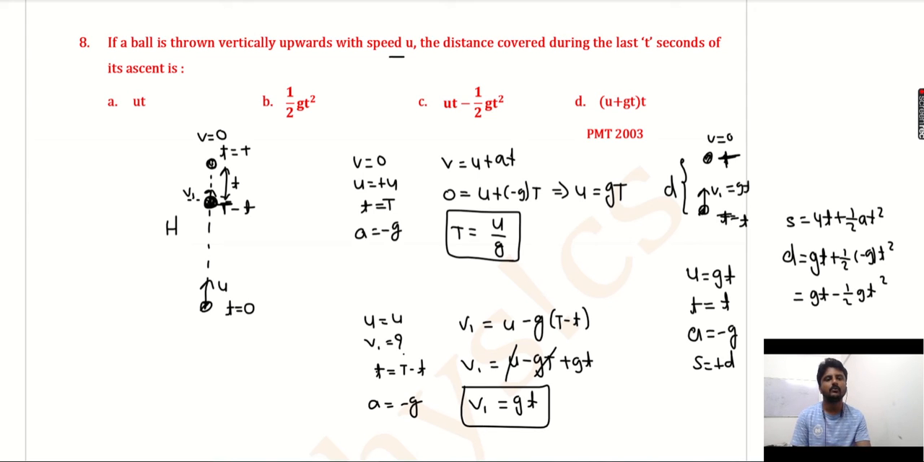But how to write u? Okay, wait a minute, what I wrote here. Yes, so d is equal to, u is equal to gt, right? Okay, this will be gt square plus 1 by 2 into minus gt square. So gt square minus 1 by 2 gt square will be 1 by 2 gt square. So option B is a correct one, right?